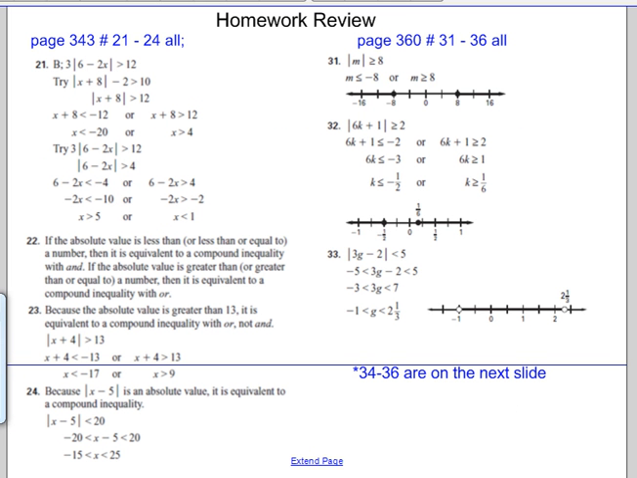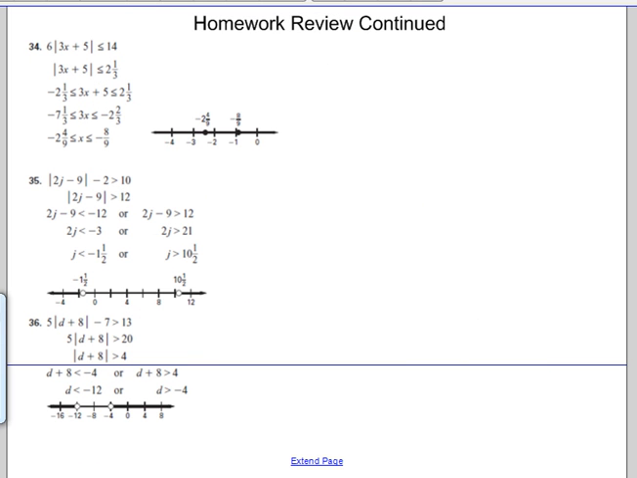So here's homework answers for the first couple problems. Pause the video and check your work. Here's homework answers for the last couple. Again, pause the video and check your work.